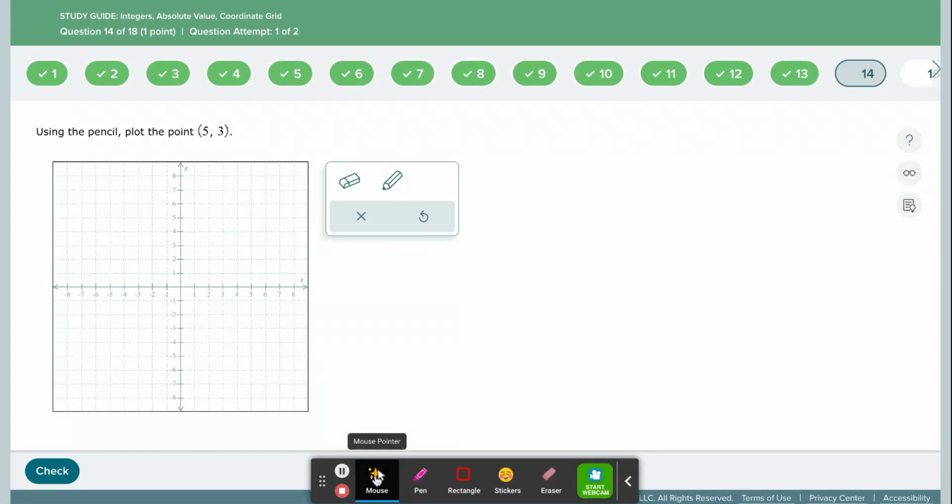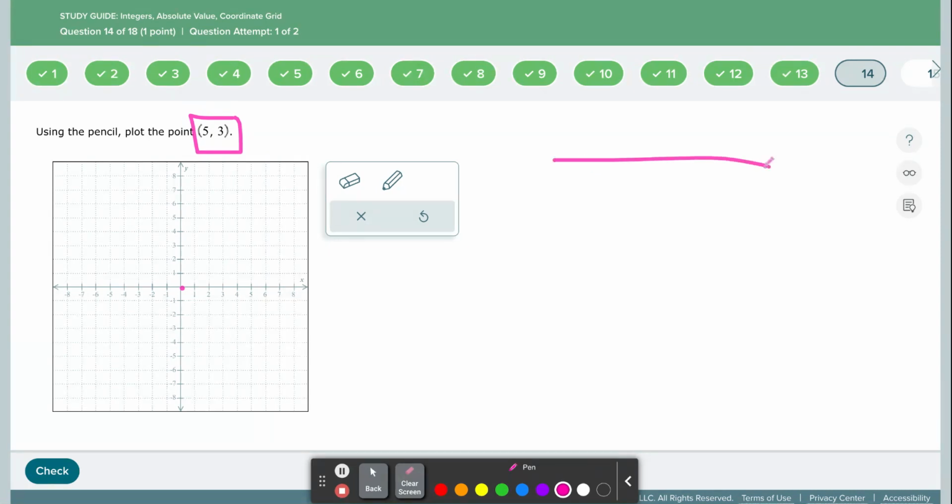Okay, so here we go. I'm going to talk about plotting 5 and 3. It's all positive. So this is going to end up in the first quadrant because everything's positive. That means it's the easiest thing to do. It's what you learned first. Start at your origin, go forward 5, up 3, forward and up, right? Because your first number always tells you what you're doing, left or right.